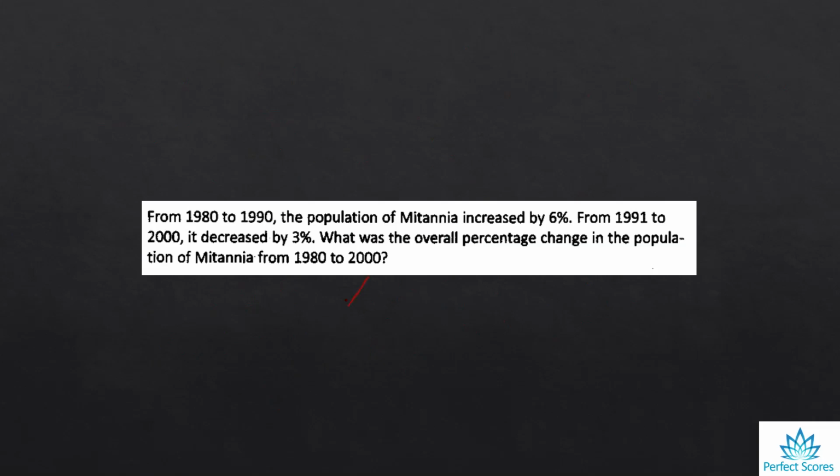Okay, so there are two ways of solving this. The first way is that whenever the question asks you the answer as a percentage, you can choose your own number. Very important. So the population increased by 6%. Let's assume the population was 100. Then the population increased by 6%. It became 106. Then it decreased by 3%. That is 106 into 0.3. And then you will see the percentage change here.